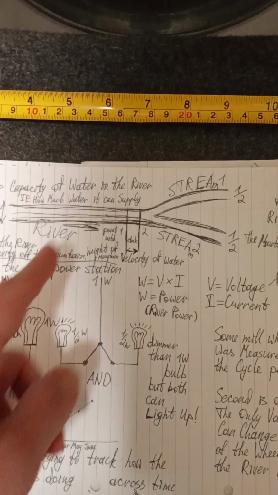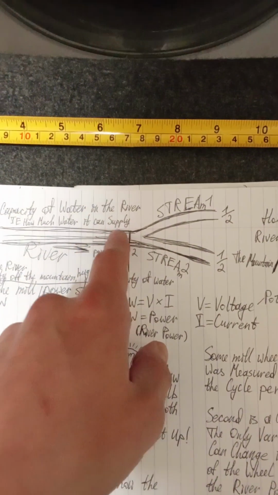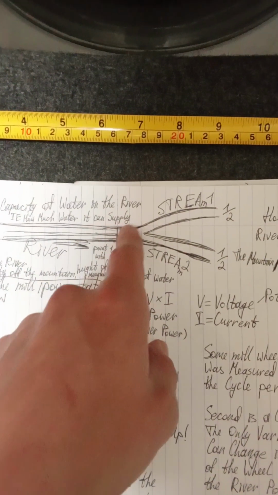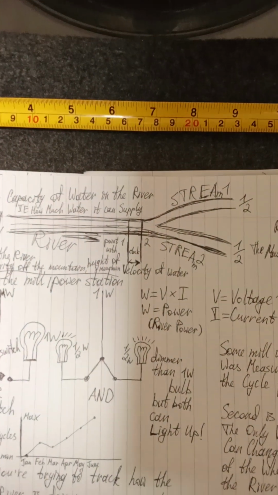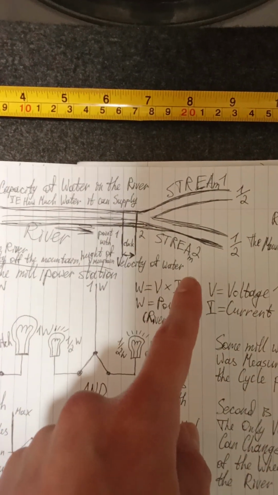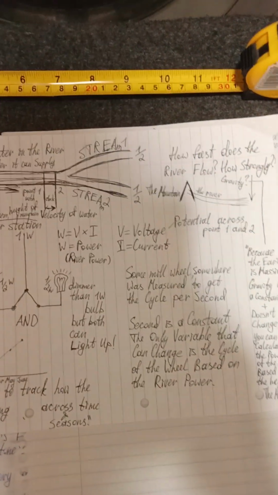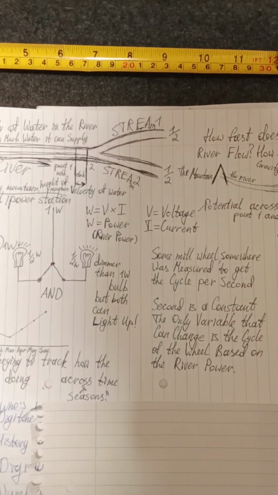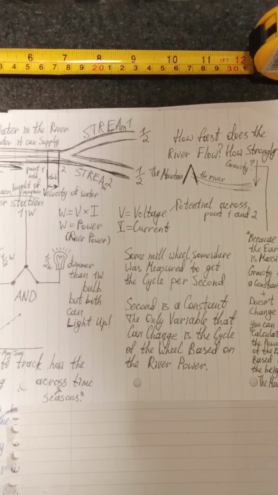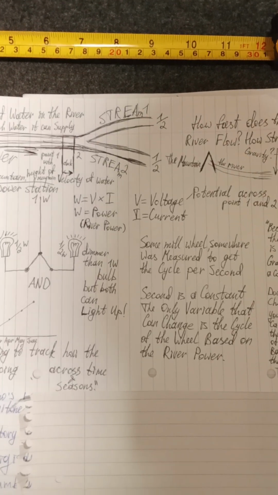You know, like a paper ship, origami ship, yeah. And you clock it at that point and at that point. And then that gives you the velocity of the water, right? So that kind of explains away power, potential, and current.